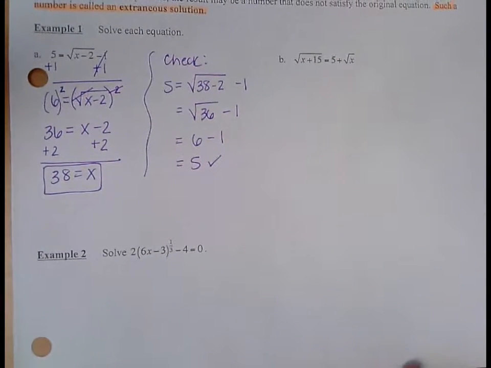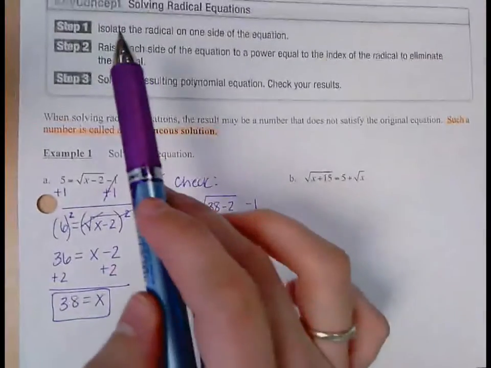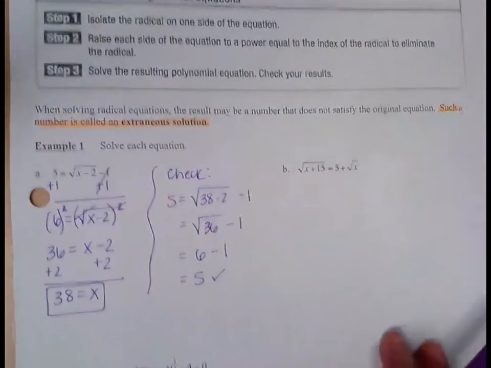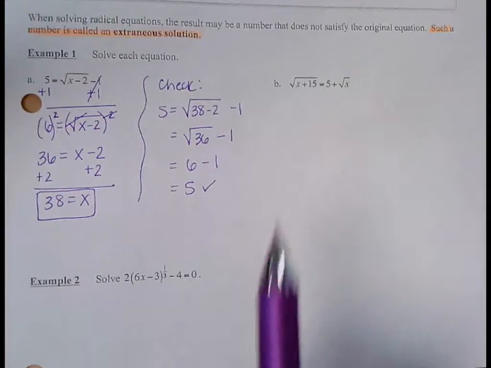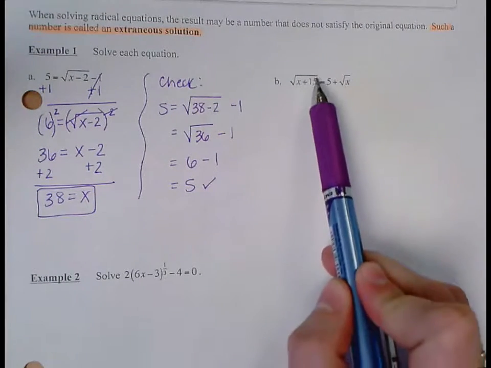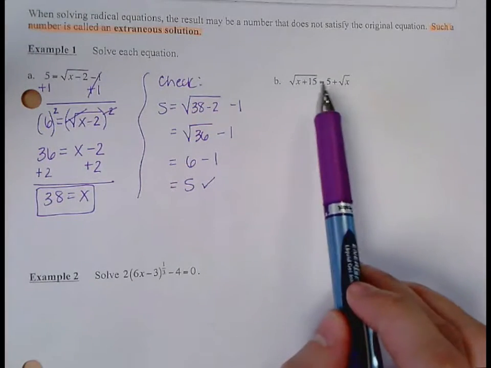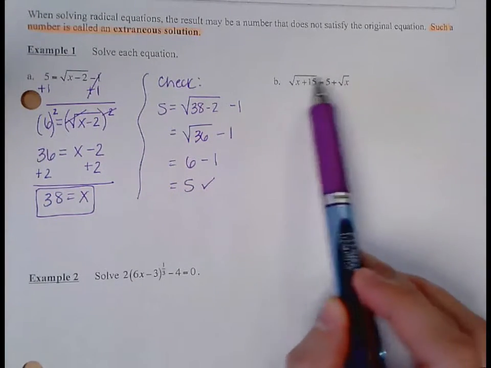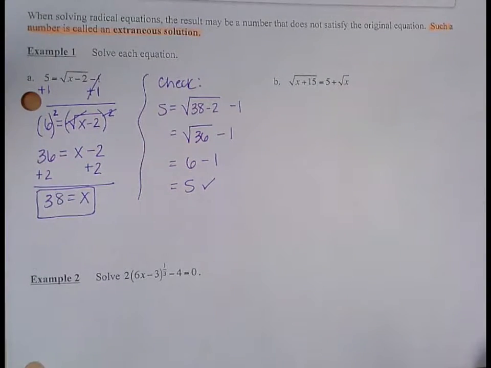All right, then for B, we're going to go through this one together as well. There's 2 square roots. So that first step, again, is to isolate the radical on one side of the equation. If you have a radical on both sides, you just want to make sure one of them is by itself. In this case, the square root of x plus 15 is already alone. You also want to make sure that the two radicals are on opposite sides of the equal sign. That's going to make it easier to solve it.